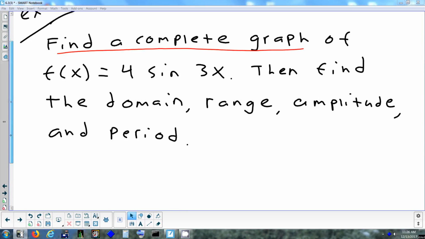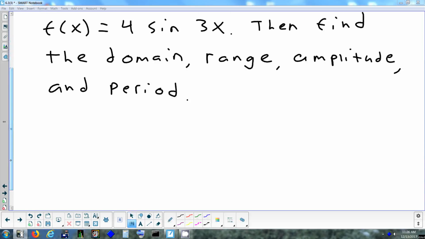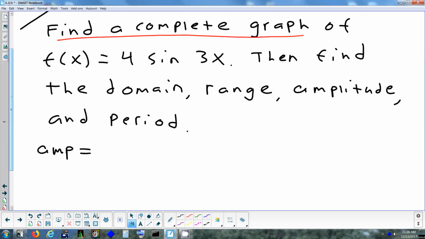Okay. So let's start with amplitude. In fact, you don't even need a graph for that. You should be able to just look at the equation and tell me amplitude. What's the amplitude of that? 4. Yep. Okay, so we got that.